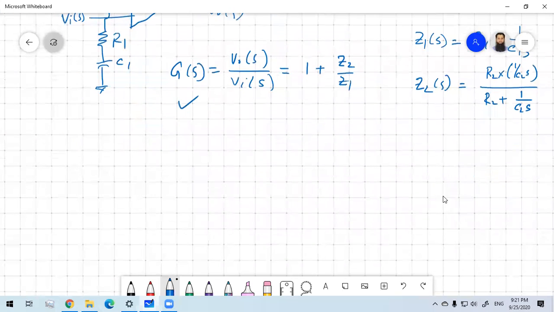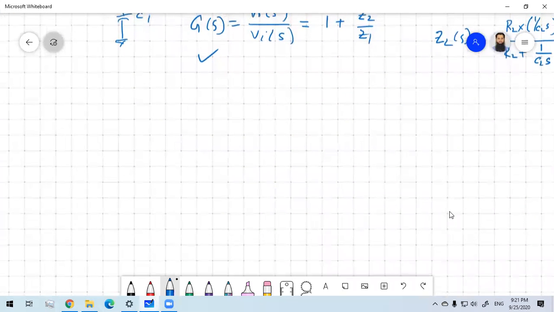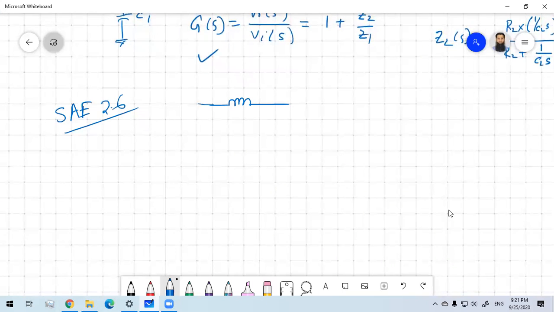So this article 2.4, which is the transfer function of the electrical networks, will end with your last skill assessment exercise, skill assessment exercise 2.6. Here you have a network given. You have to find out the corresponding transfer function. You have some real parameters given.